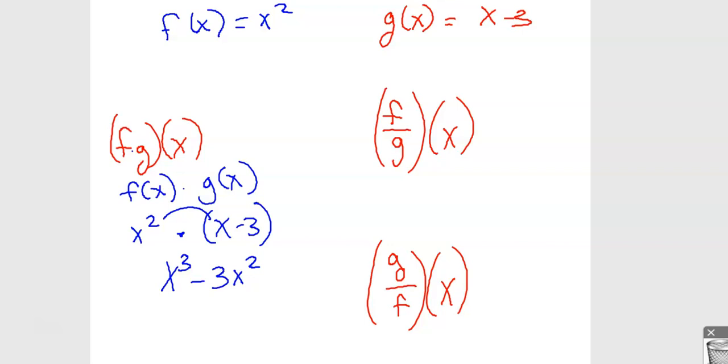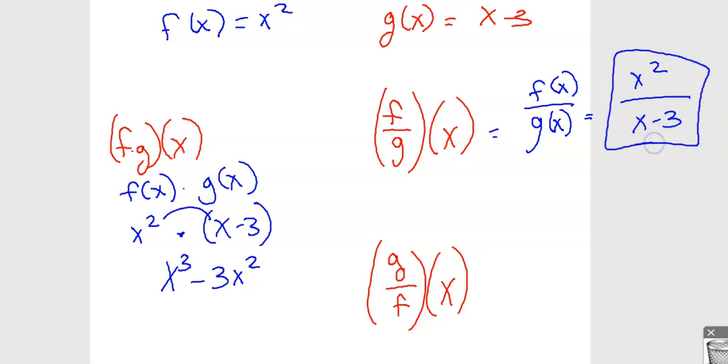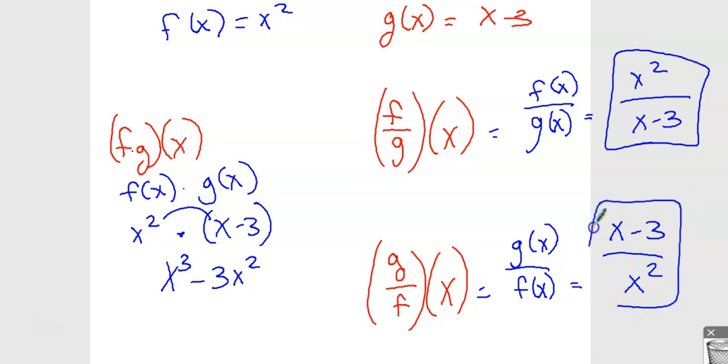Division, we've got f divided by g of x. This means f of x divided by g of x. F of x is x squared. G of x is x minus 3. And you can't simplify that, so I'm finished. So here I have g of x divided by f of x. So g of x is x minus 3, and then f of x is x squared. And again, you can't simplify that, so I'm done.